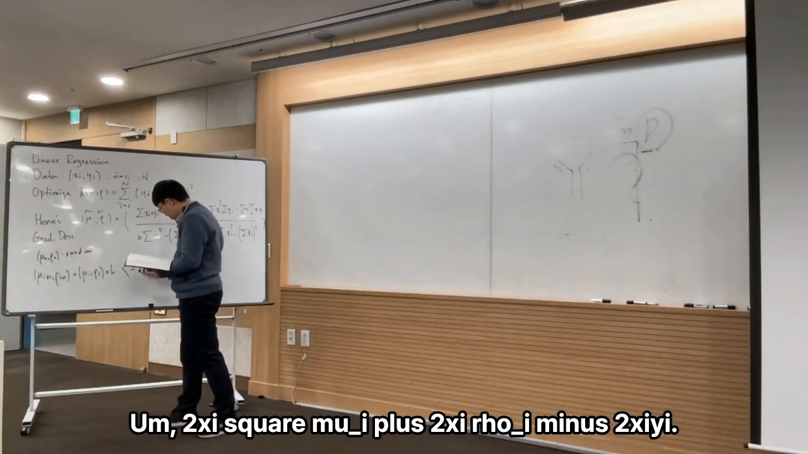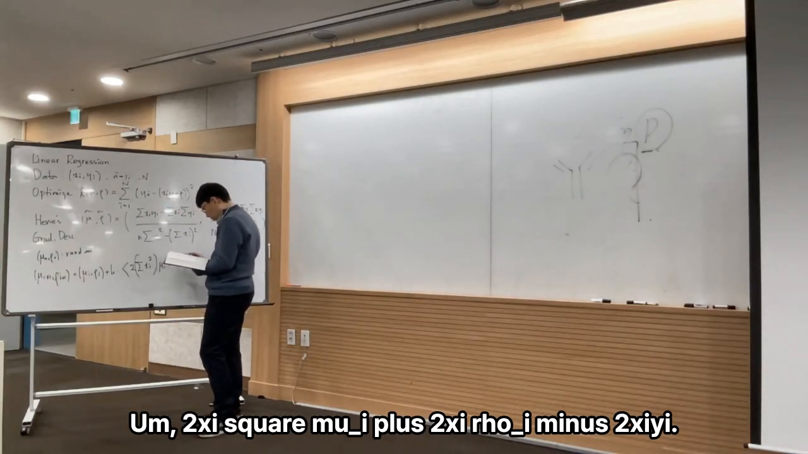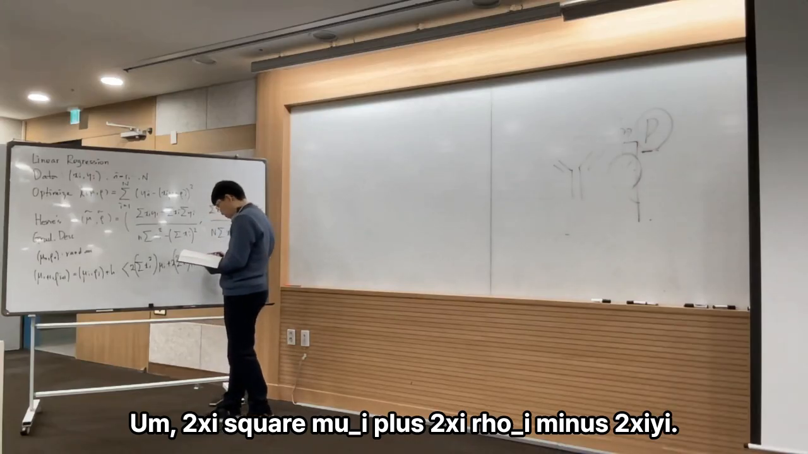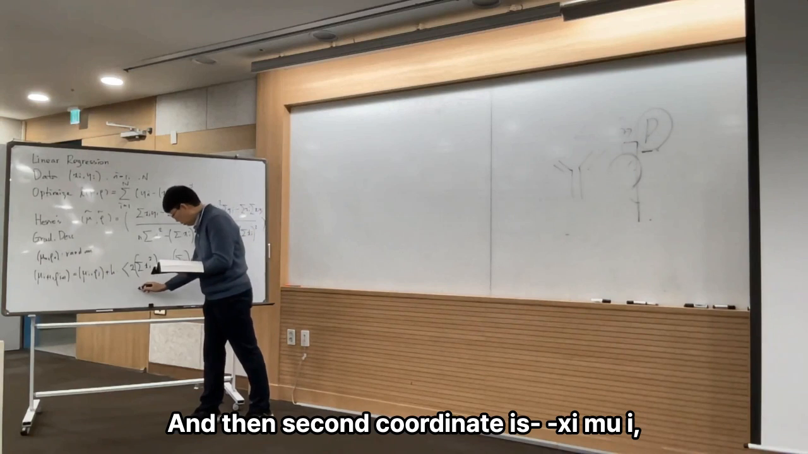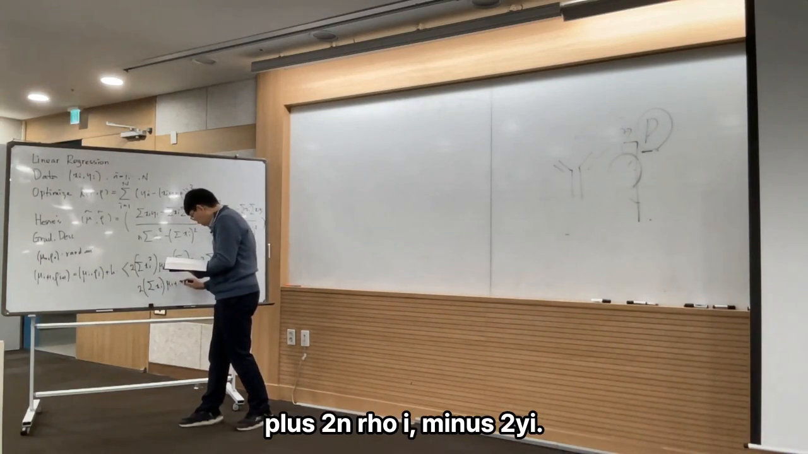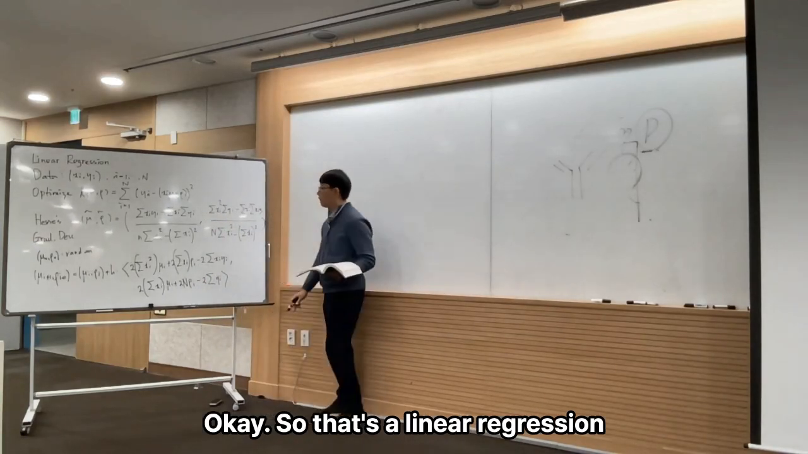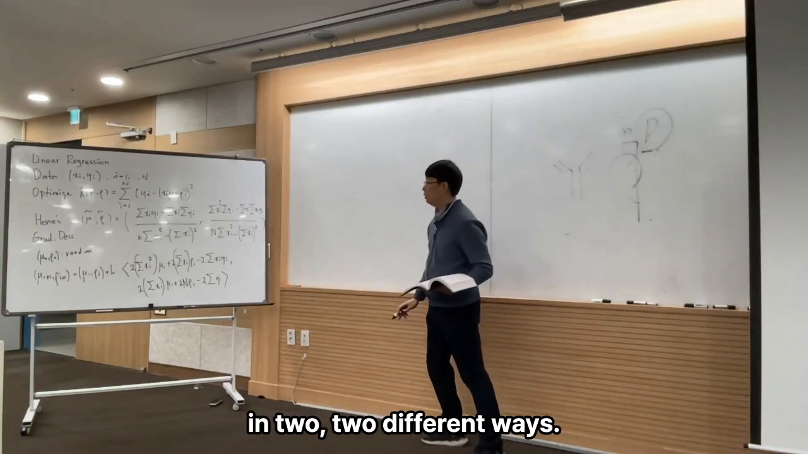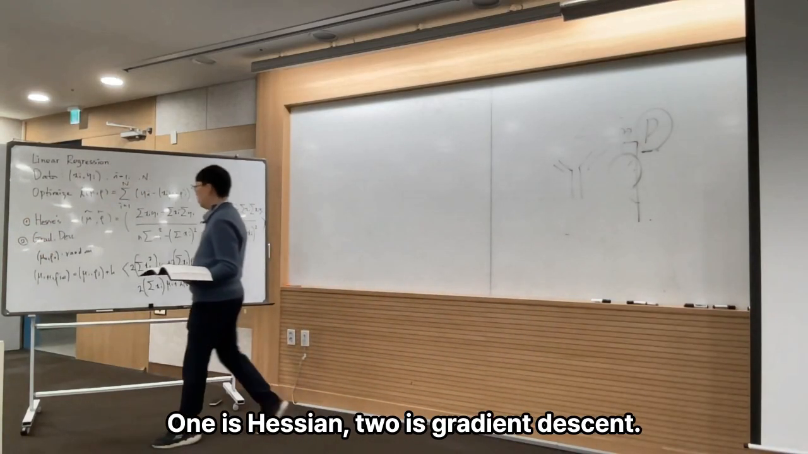2 times the sum of xi squared mu i plus 2 times the sum of xi rho i minus 2 times the sum of xi yi. That's the first coordinate. And then the second coordinate is 2 times the sum of xi mu i plus 2n rho i minus 2 times the sum of yi. Okay. So that's linear regression in two different ways. One is Hessian, two is gradient descent.